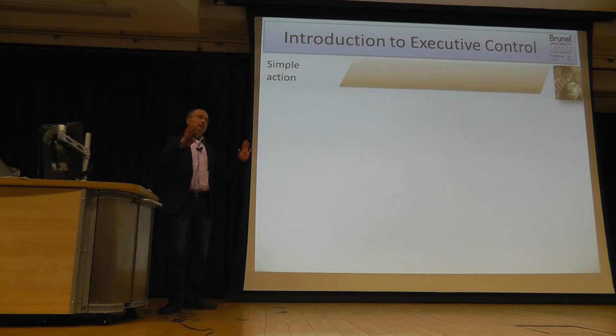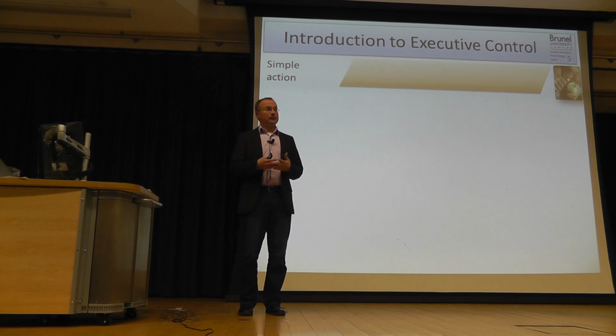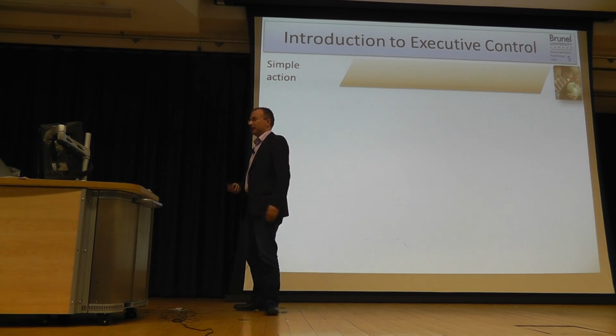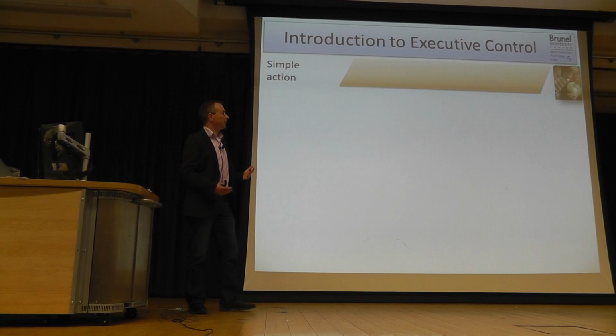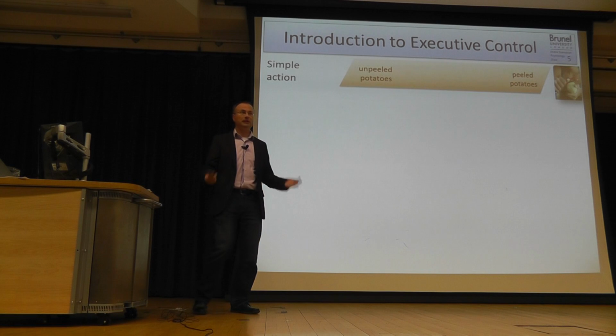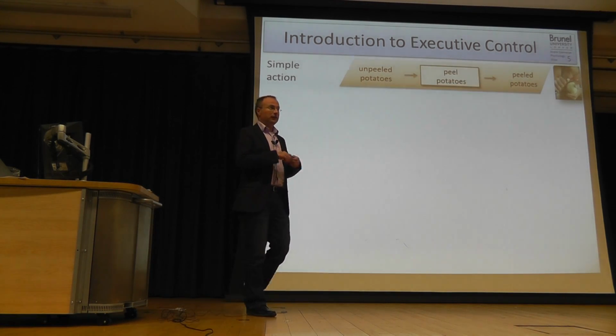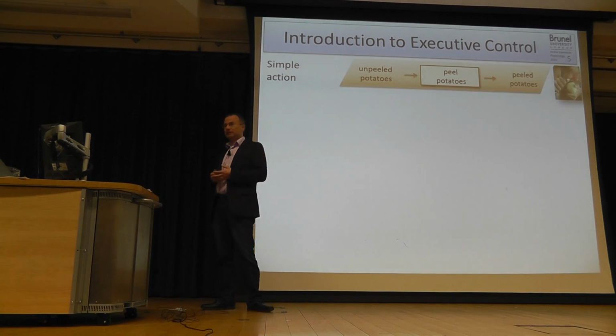Okay, let's have an example of what executive functions are really there for. Suppose we have a simple action. We want to peel potatoes. That's very straightforward and not very complicated. So we have a start state, unpeeled potatoes, and we want to have peeled potatoes. So what we do is we just peel them. There's nothing really complex about that.